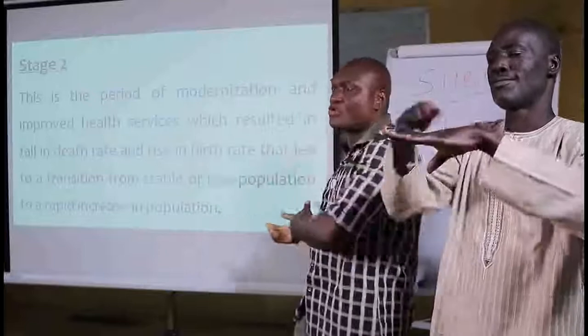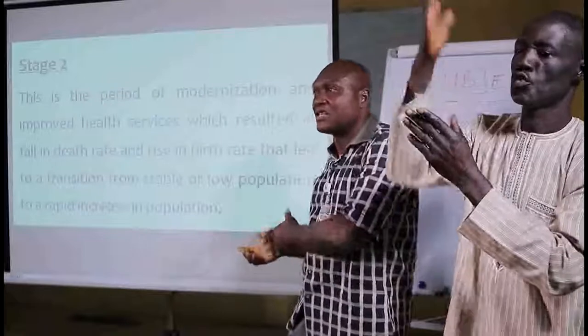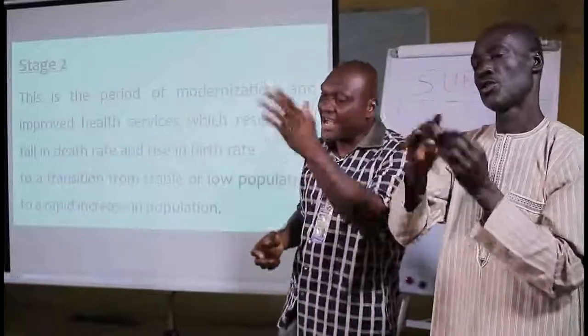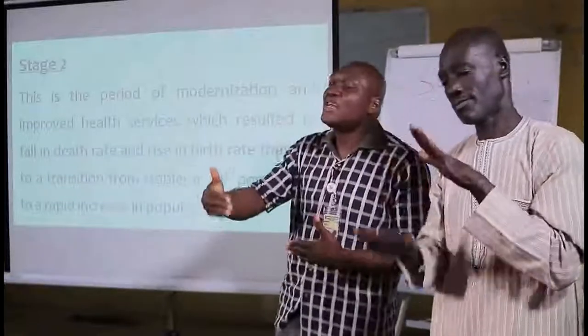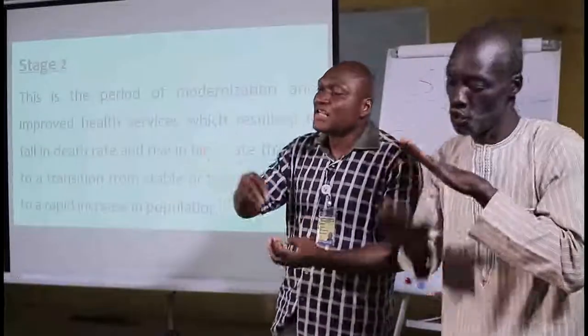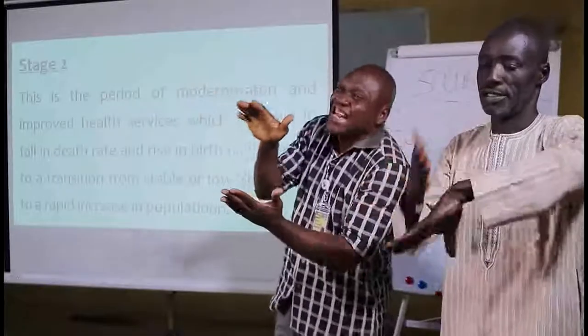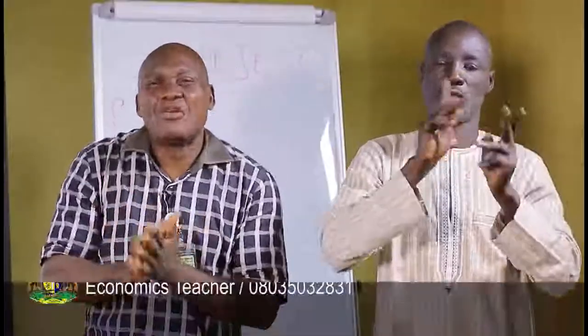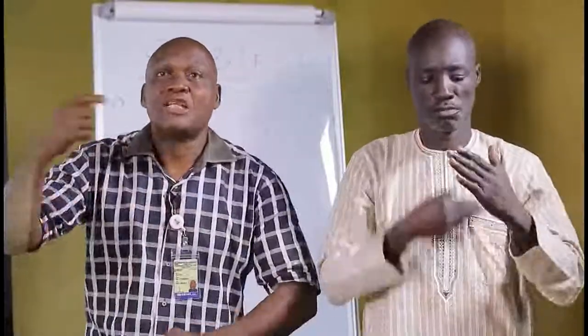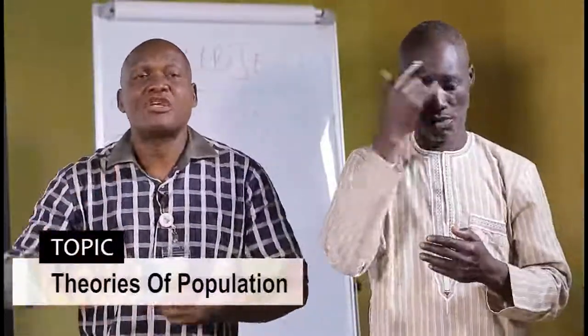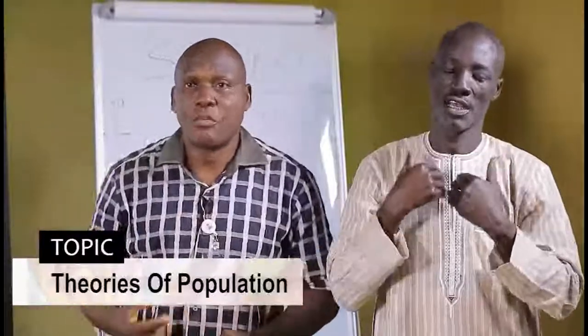That is what number 2 is talking about. Number 1 talked about high death rate and high birth rate. But coming to number 2, there is improvement in medicine. That improvement in medicine now reduces the death rate. People no longer die the way they used to die, but people are still being born. Thereby, it has caused a high increase in population.